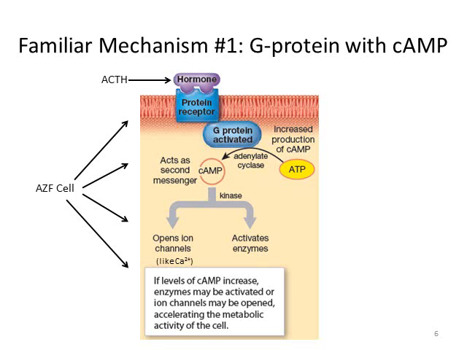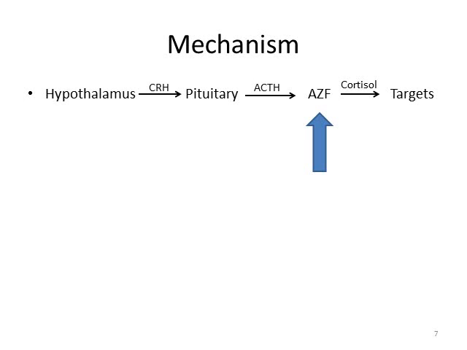This is a G protein coupled receptor with cyclic AMP as a secondary messenger, and we should all know that by heart. But I'm going to review it again. So ACTH is the hormone. He comes in, binds to the receptor. The G protein, adenylyl cyclase, can convert ATP in the cell, specifically the AZF cell in the adrenal gland. That ATP is converted into cyclic AMP, which can then do a lot of stuff. One of the functions it has is to open ion channels. Specifically, in this case, we're going to see that it'll work on calcium channels. More of that in a little bit. So that was the mechanism.